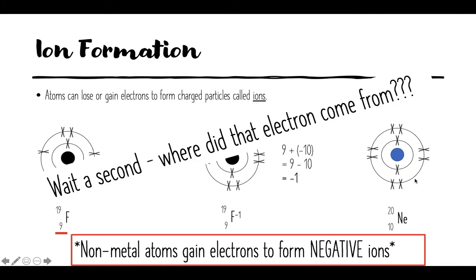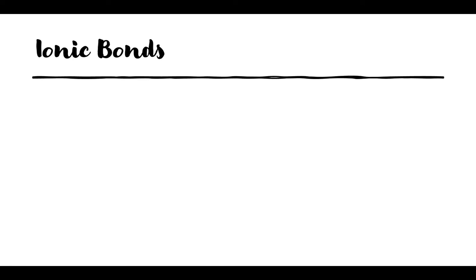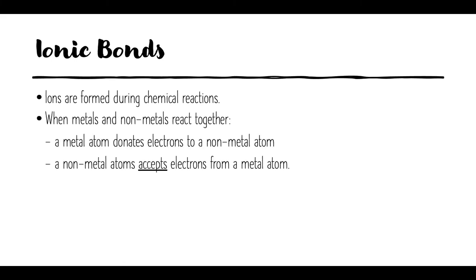But wait a wee minute, where did that electron come from? We can't just pull electrons from nowhere. And that is where ionic bonds come in. So ions are formed during chemical reactions. When metals and non-metals react together, a metal atom donates or gives away electrons to a non-metal atom, and a non-metal atom will accept electrons from a metal atom.